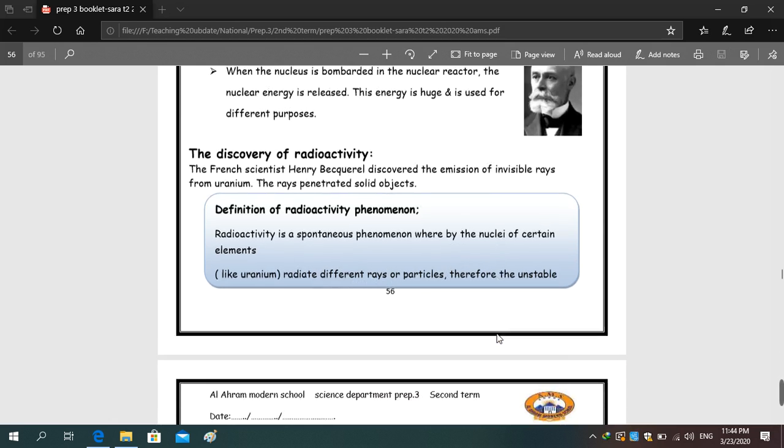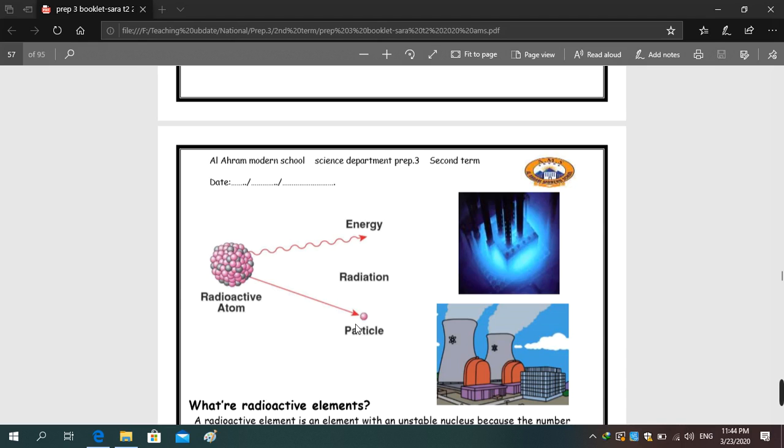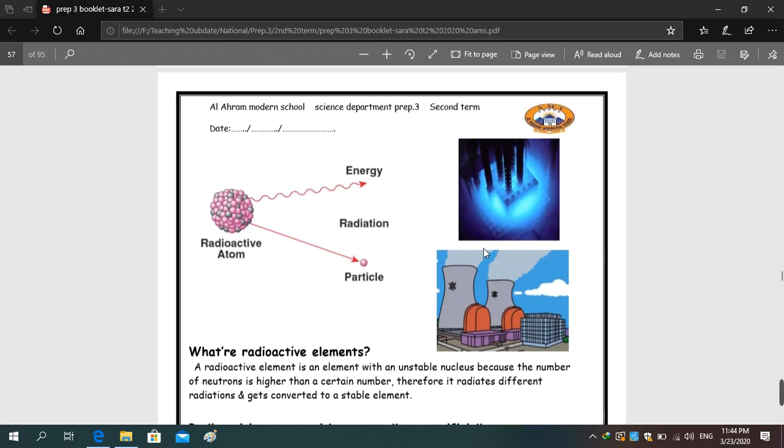Therefore, the unstable atom can emit this energy and radiation. The radioactive atom emits radiation or energy or even particles, like alpha particles and so on. The radioactive atom must be a large atom which has a large mass number due to the huge number of neutrons inside the nucleus. So this atom is a radioactive or unstable atom.